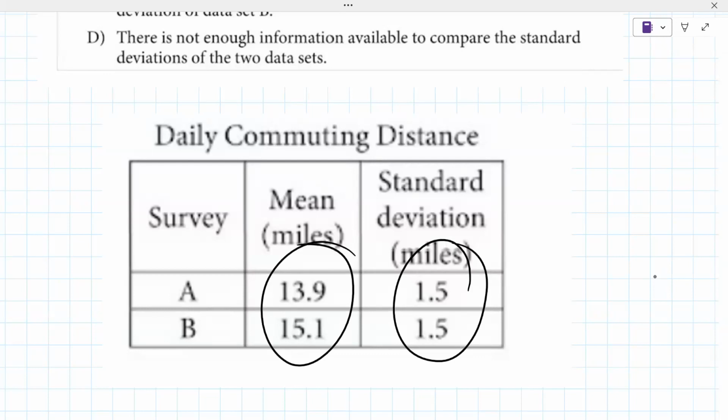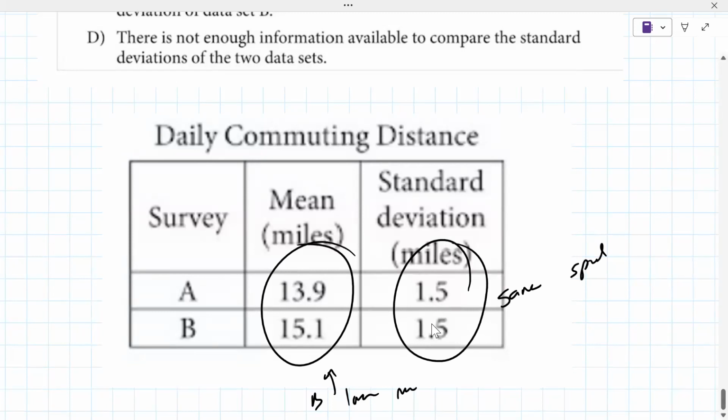B has more values, but the range is the same in both of them. Standard deviation, we'll say standard deviation is the same. So same spread. They have the same spread, but B has a larger mean, you could say, right?